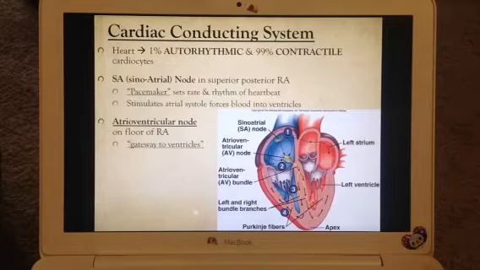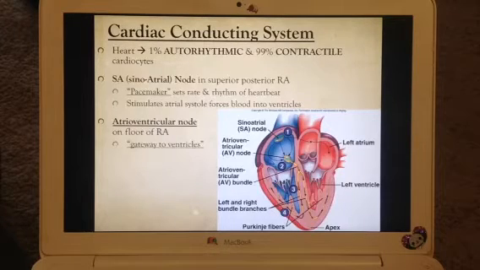So your heart is made up of about 99%, or the vast majority, of contractile cardiocytes, which means they have the ability to contract and relax, but they have to be told to do so. And then you have this small number of cells that are autorhythmic. In other words, they themselves, auto means self, right? So they themselves set the rhythm. They're able to spontaneously decide that this is when they're going to contract. So the pacemaker of the heart is the boss of sending the impulses for the rest of the cells to contract, and it's going to be the origin of the signal.